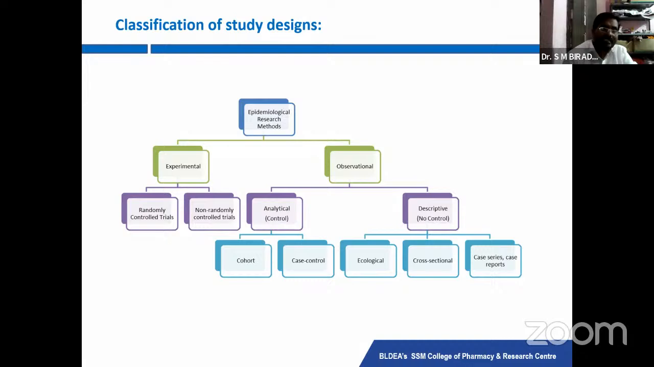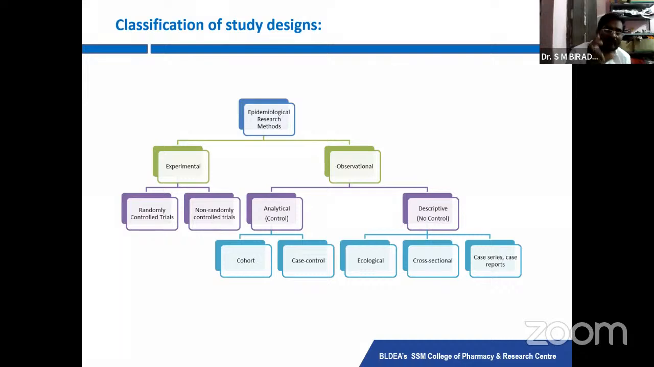So unknowingly or very randomly, we need to classify them into group 1 and group 2 without making any bias. That type of selection is called randomly controlled trials. In non-randomly controlled trials, we are selecting the participants according to our need. Suppose our investigational product is susceptible to have the anti-obesity property, so we need to select the obese patients only.